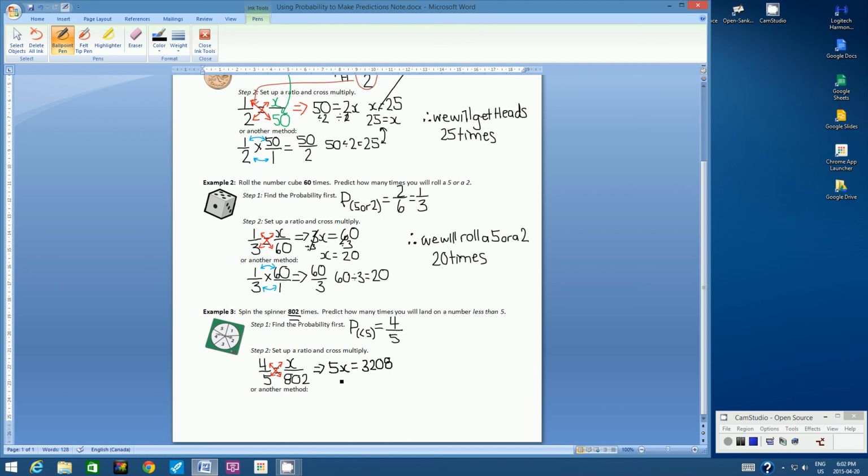Okay, so we have a 5x. We want x alone, so we have to divide both sides by 5. Here we get x because 5 divided by 5 is 1 or 1x. And then when we divide 3,208 by 5, we're not going to get a clean number, are we? So using your calculator, hopefully you got 641.6. Now this is a little odd here, this decimal. So we're going to come back to this, okay?